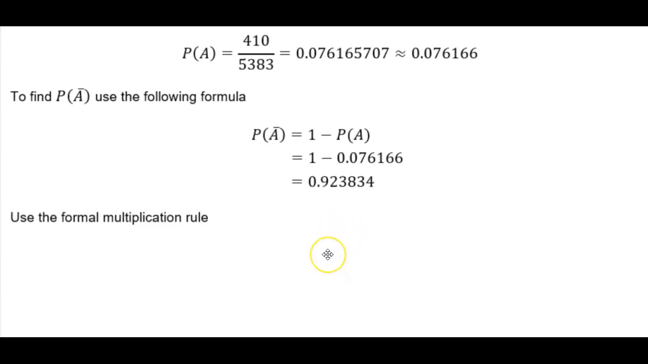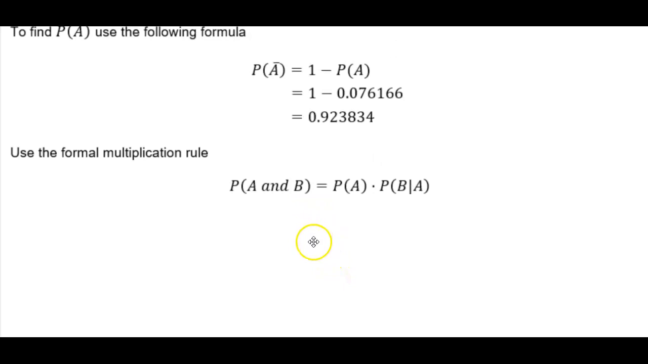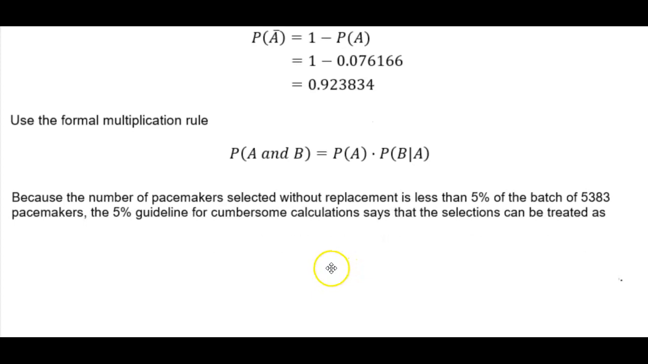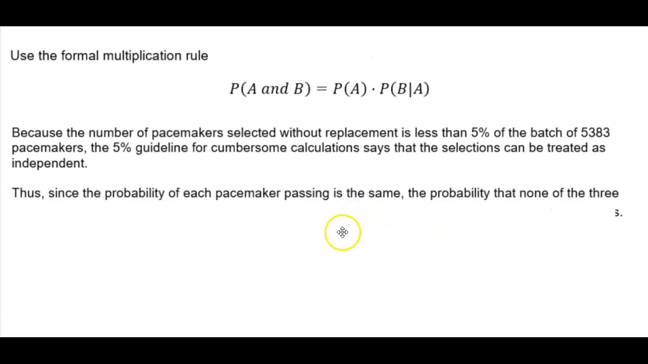Now we're going to use the formal multiplication rule. So the probability of A and B is equal to the probability of A times the probability of B, provided that A has already occurred. Now, because the number of pacemakers selected without replacement is less than 5% of the batch of 5,383 pacemakers, the 5% guideline for cumbersome calculations says that the selections can be treated as independent.